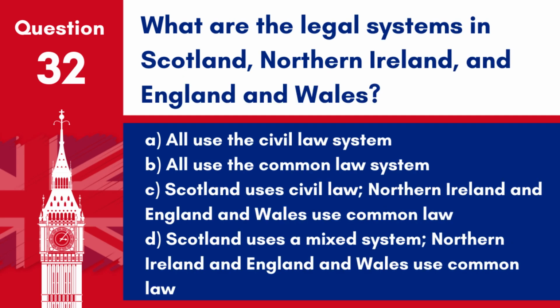Question 32. What are the legal systems in Scotland, Northern Ireland, and England and Wales? A. All use the civil law system. B. All use the common law system. C. Scotland uses civil law. Northern Ireland and England and Wales use common law. D. Scotland uses a mixed system. Northern Ireland and England and Wales use common law.